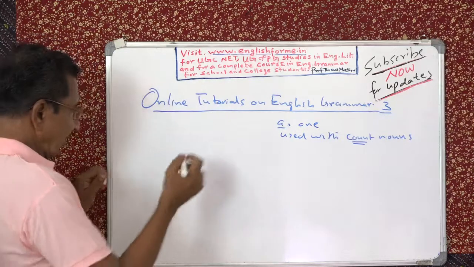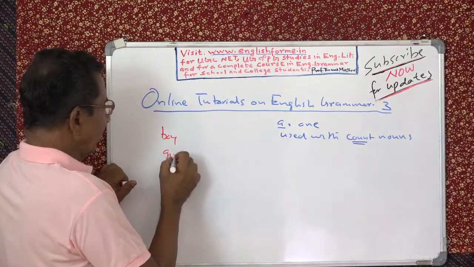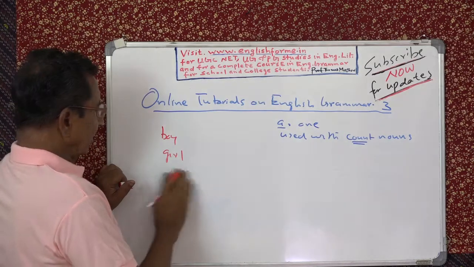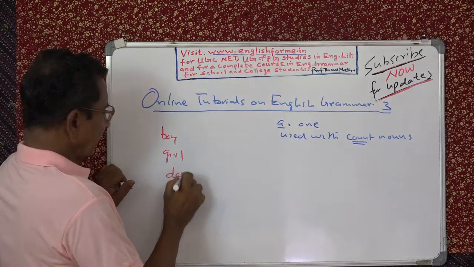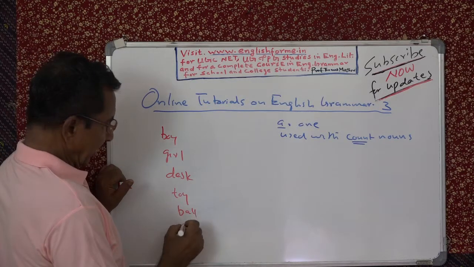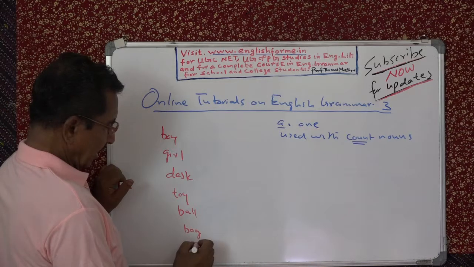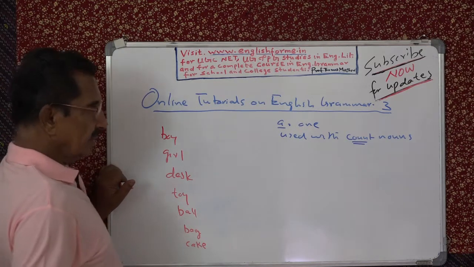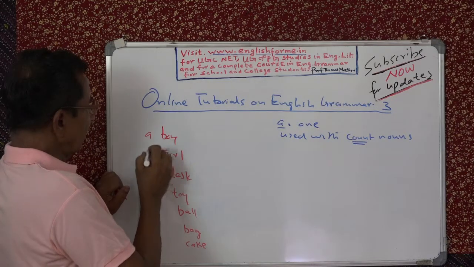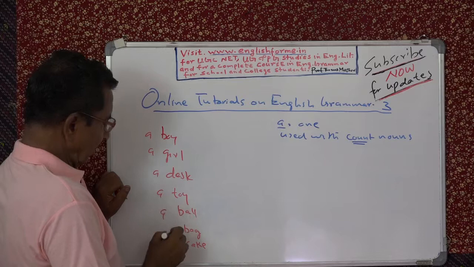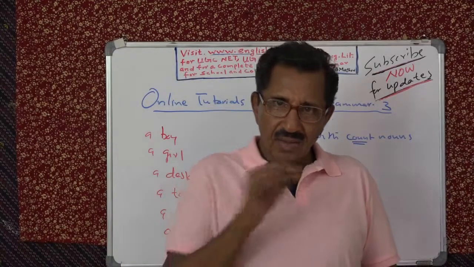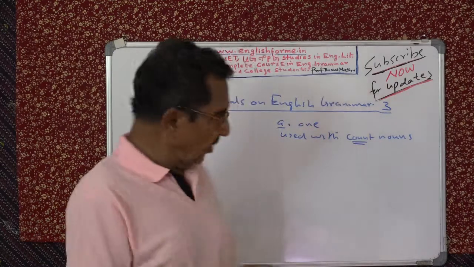Now look at this. You have the examples: boy, girl, then man, woman. For the time being, you will say girl, desk, toy, ball, bag, cake. You like cakes, yes. Then you can use a with this: a boy, a girl, a desk, a toy, a ball, a bag, a cake. So what's the meaning? One. A boy, one girl, one ball, etc.